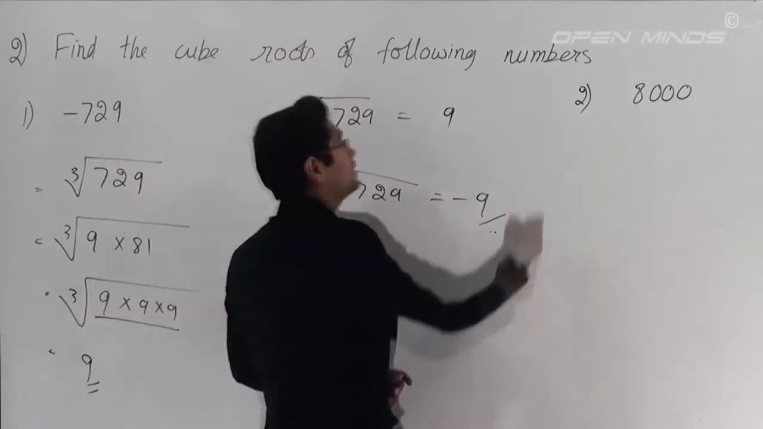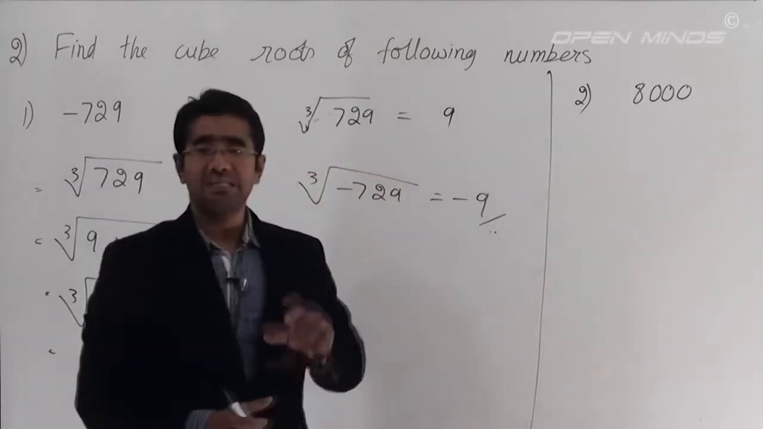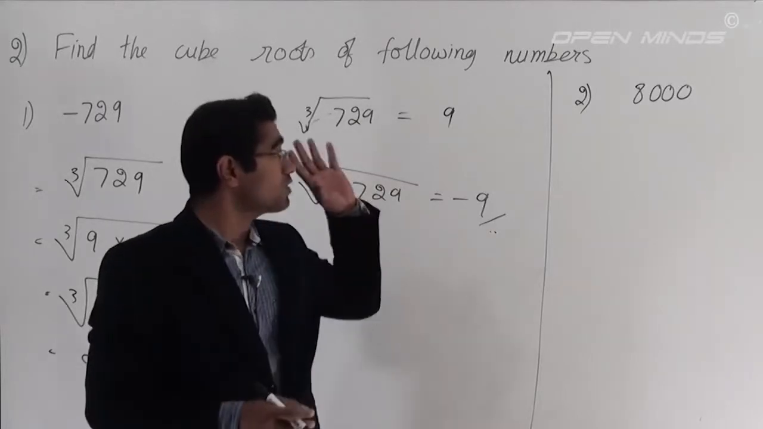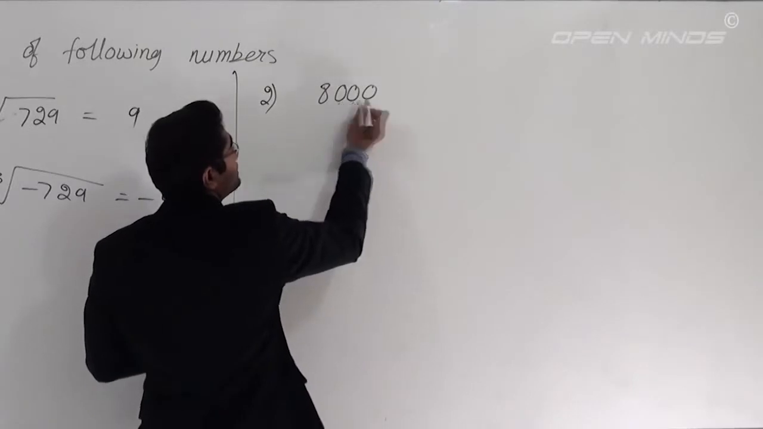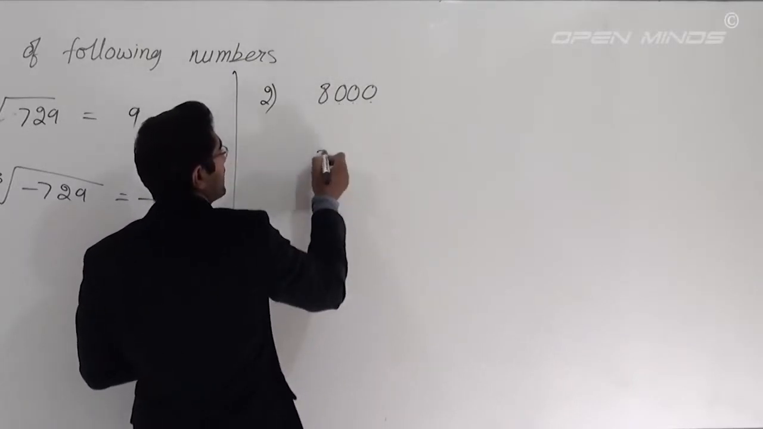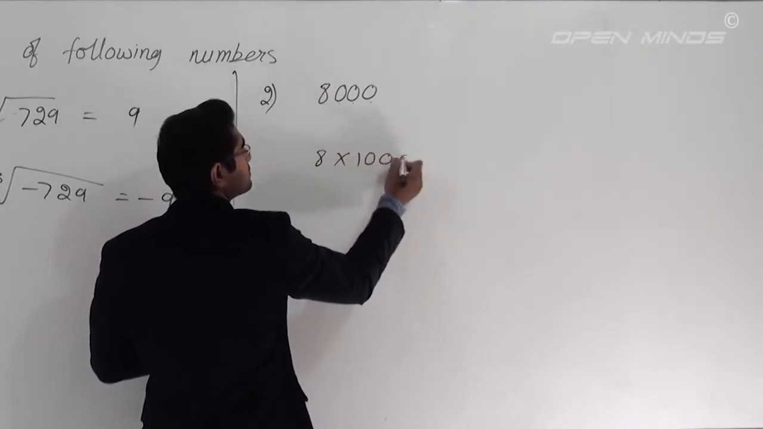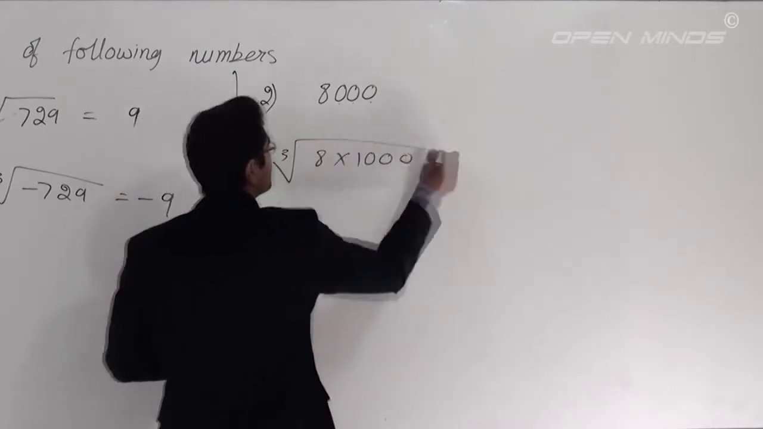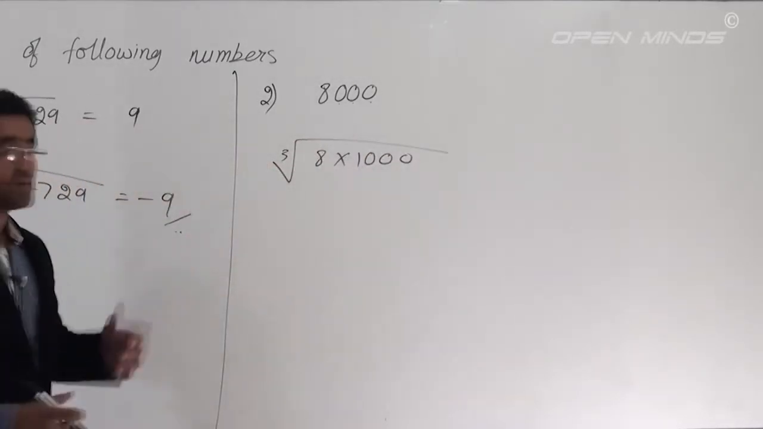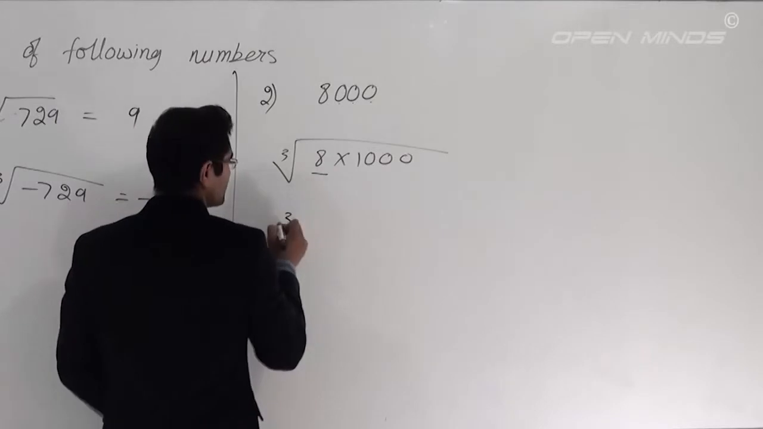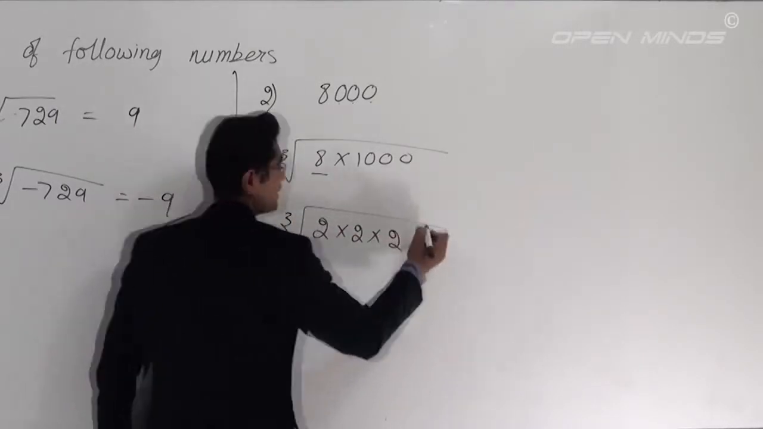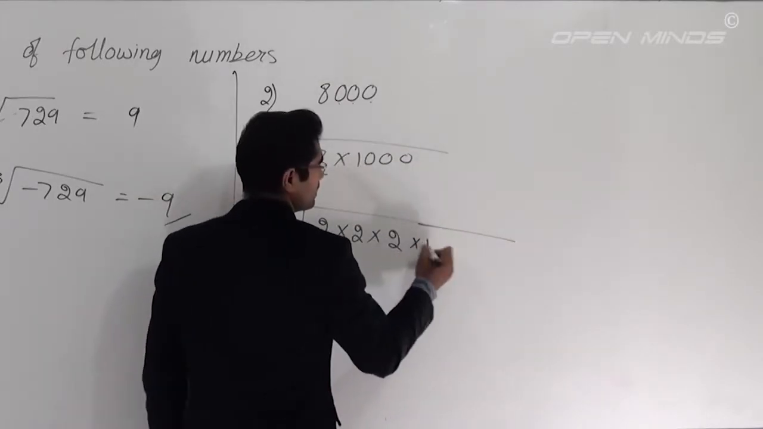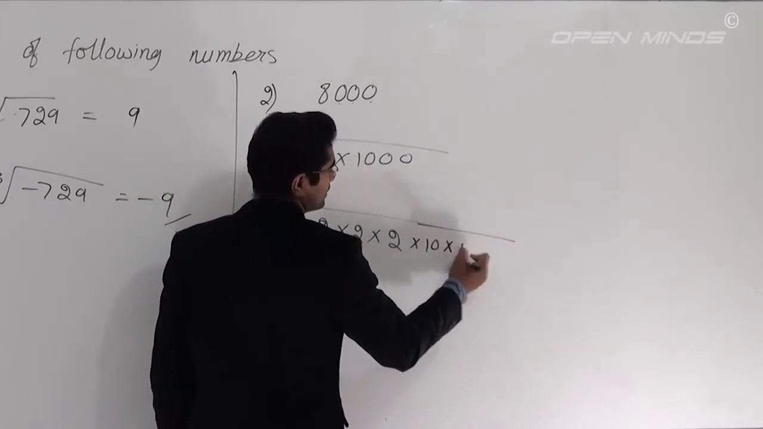Okay, cool. Now let's work on this one. This is easy, and we don't have to work very hard on this. You know why? We can just write this. Whenever you have 3 zeros especially, we can write this as what? 8 times 1000? Yes. I'm trying to find the cube root of this. Good enough. Can I write 8 as 2 times 2 times 2? Yes. And can I write 1000 as 10 times 10 times 10?